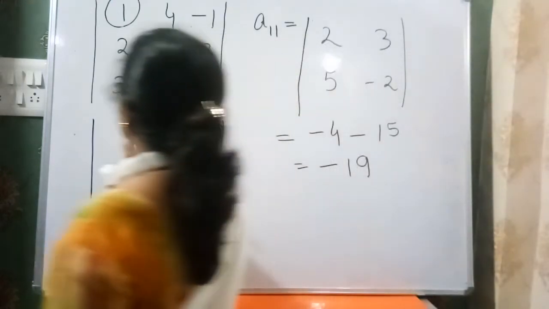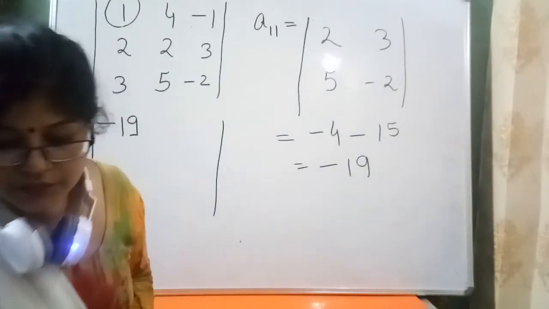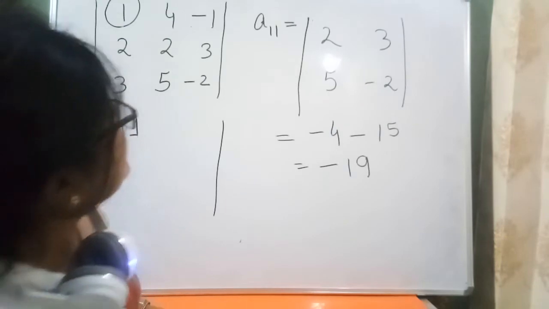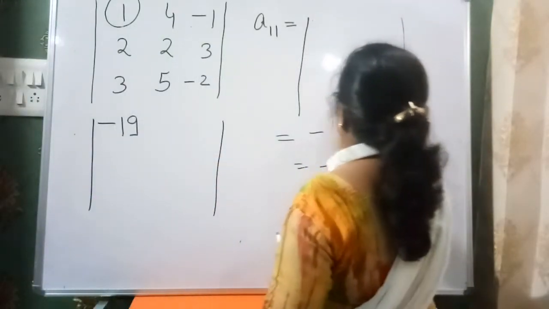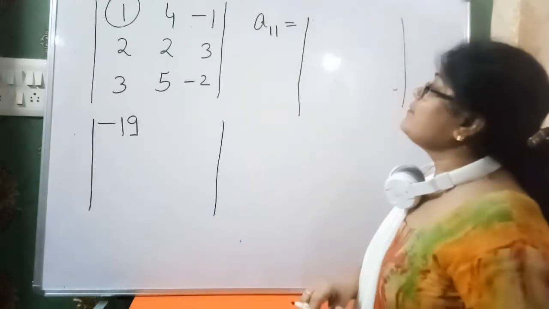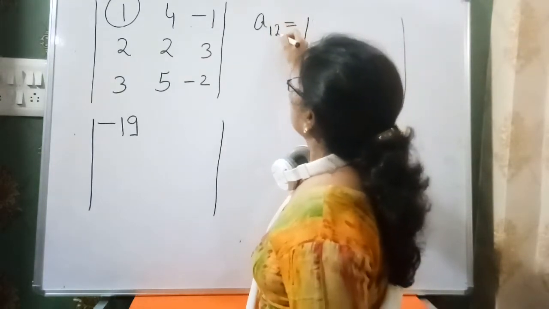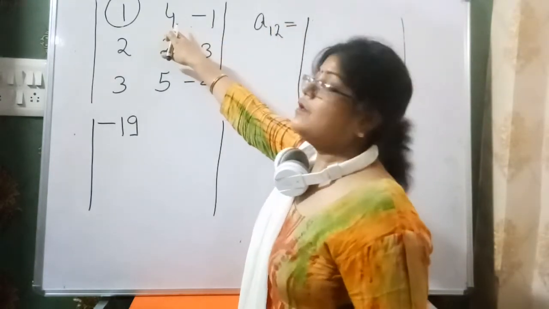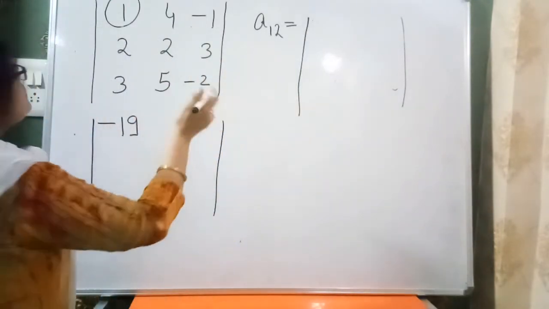So put this -19 here. Clear? Now find the value for the second place. That is for the 4. What we have to write in place of 4 in our adjoint matrix. And this is known as 1, 2. First row, second column.